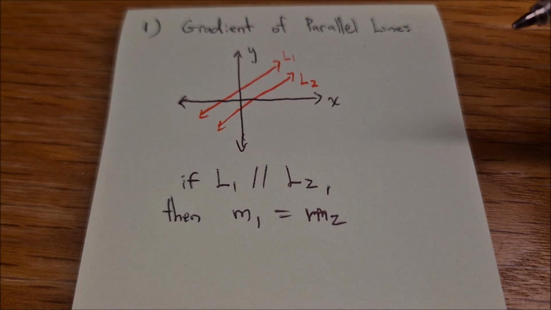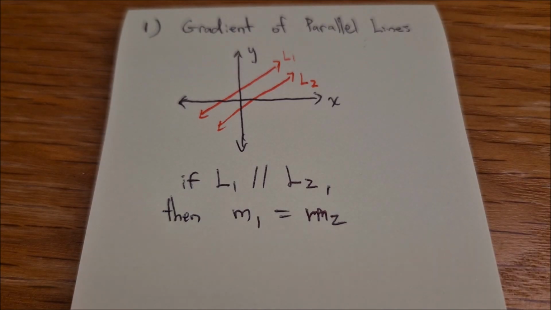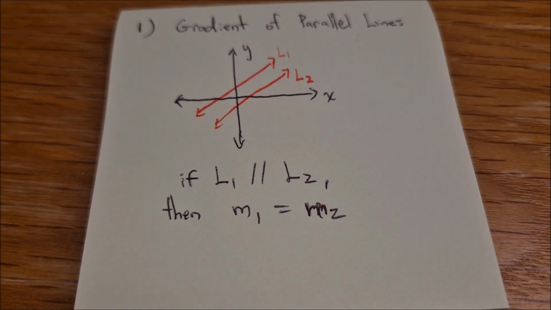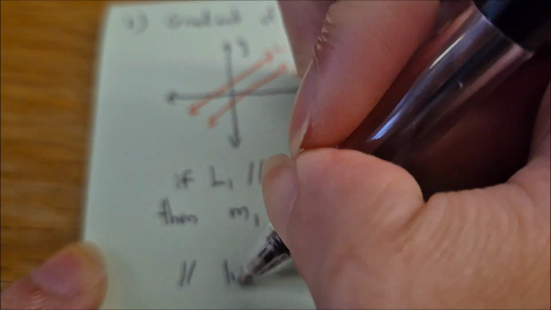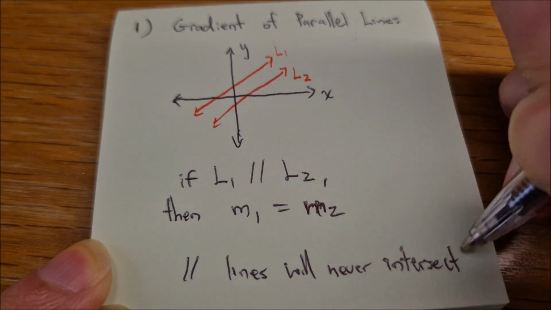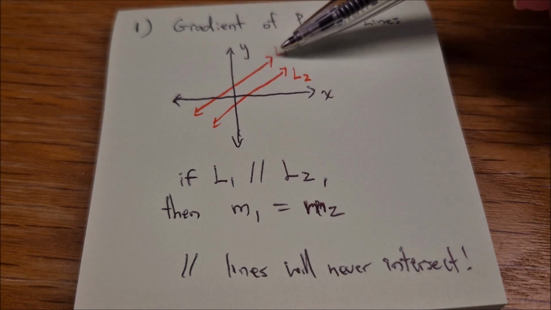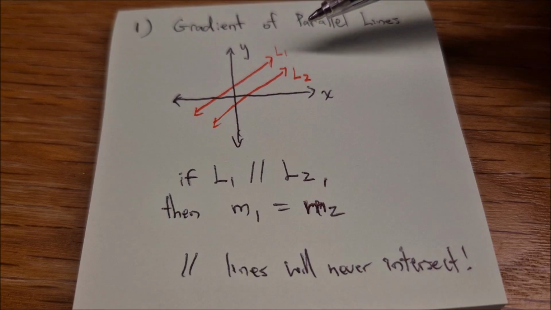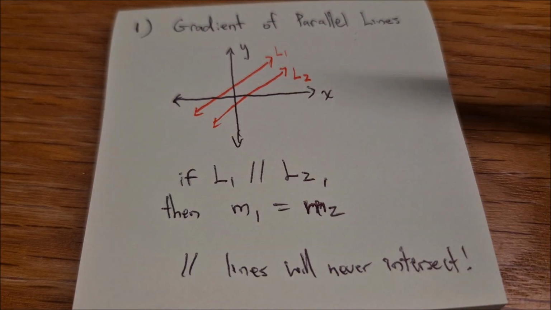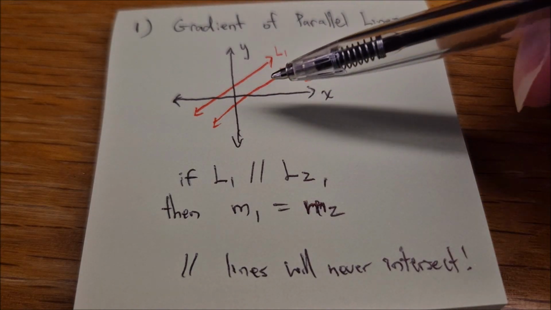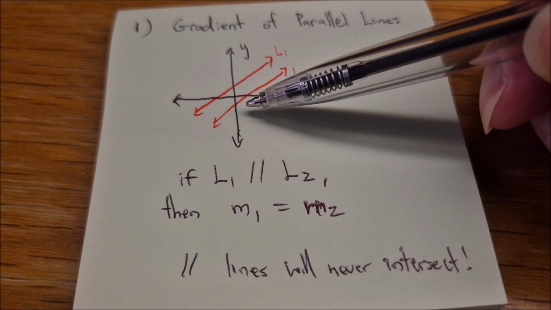I could have drawn the M a little bit better, but yeah. And the interesting thing about parallel lines is that this is the only case where lines never intersect. They have the same gradient and they will never meet, if you imagine these lines going forever. The thing that is different is they have a different y-intercept.